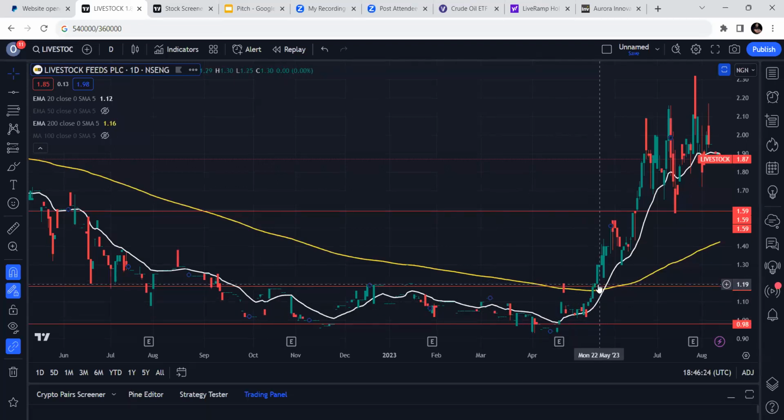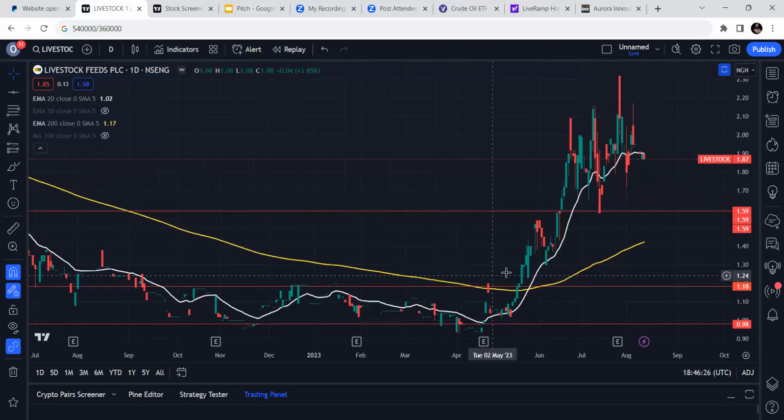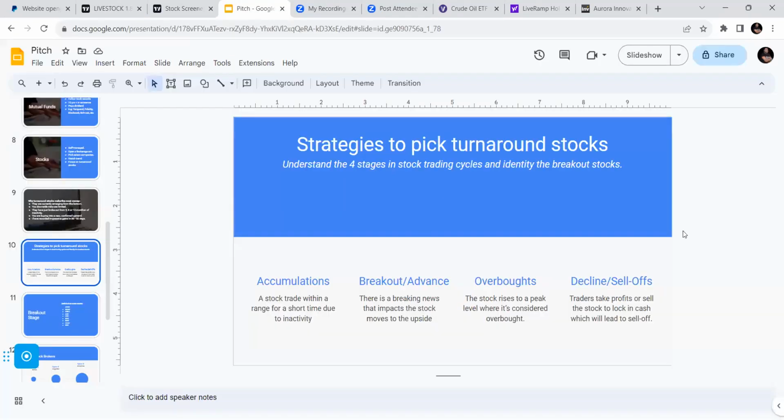Look at where livestock broke out into 1 naira. Can you see the advanced stage? Livestock moved from 1 naira 20 kobo in May to reach a high of 2 naira 28 kobo. This is how this strategy plays out. This is one of the best strategies in the stock market: accumulation, breakout, overbought, and decline.